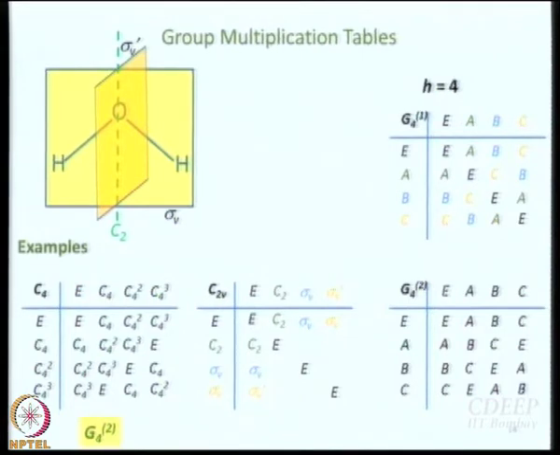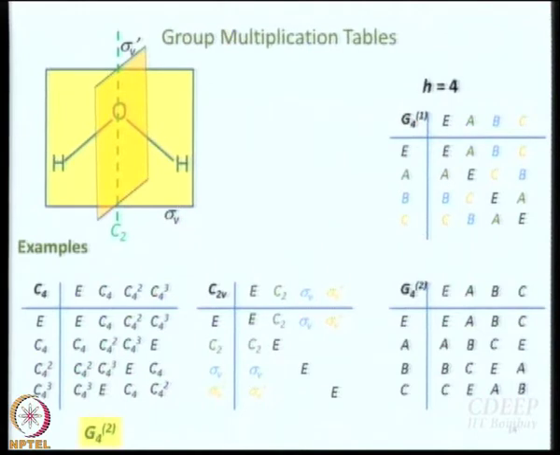Sigma V C2. Sigma V means what? Deflection on the molecular plane, right? And then you apply a C2. So what will happen? HA and HB will interchange places. Now my problem is this: when HA and HB interchange places, it is for 2 operations, not one. One is C2 and the other is sigma V dashed.